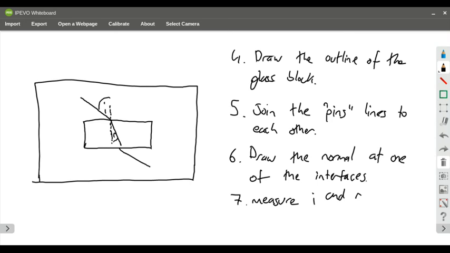Something I forgot to add in at the end of the last video was the conclusion of that experiment, okay? So the conclusion of the experiment is just to say that sine I is proportional to sine OR.